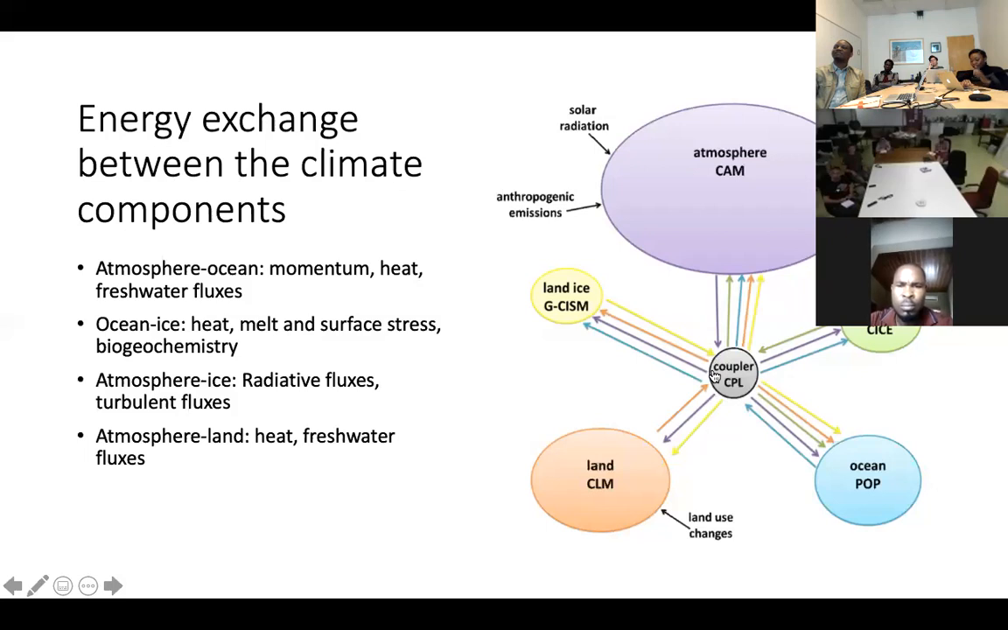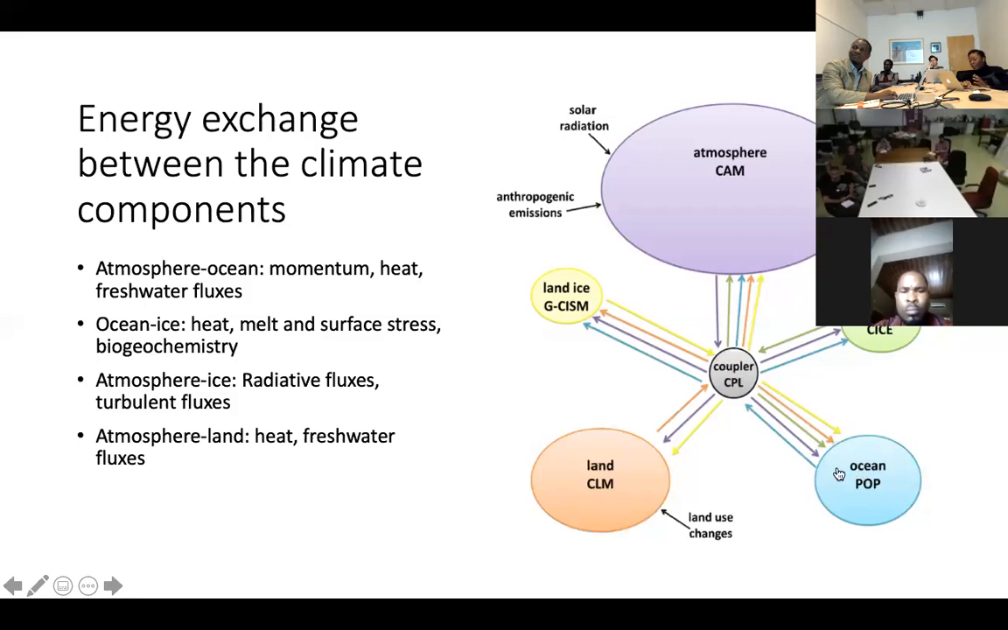And the atmosphere is the main component that really exchanges fluxes with every other model. Some other models don't necessarily need to exchange, like the land doesn't exchange anything with the ocean. Well, it does exchange some, but maybe in terms of runoff. Sometimes there's a separate river model that computes runoff, but in some cases maybe the land model is used to compute that. But the atmosphere is the main component.